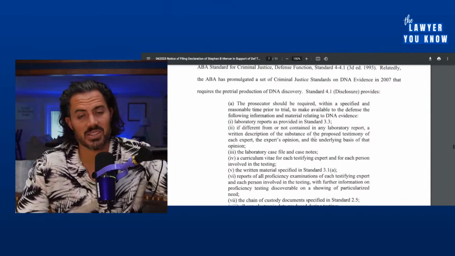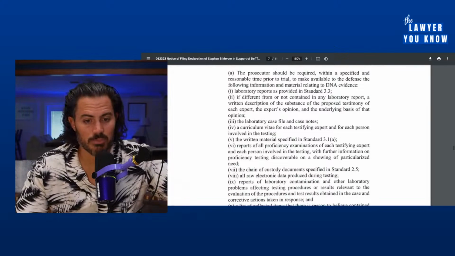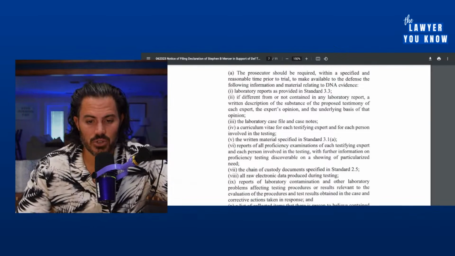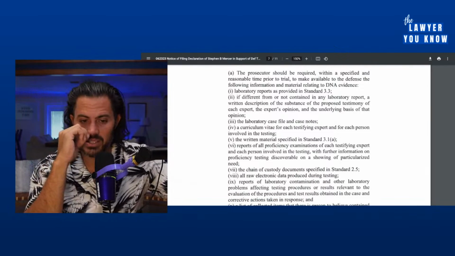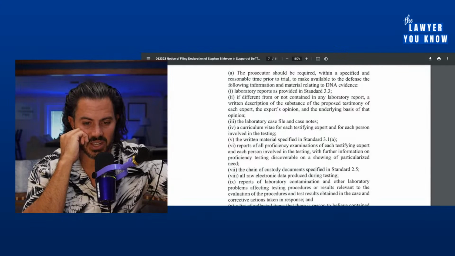if you're violating the ABA rules for criminal justice. Actually, criminal justice is not just criminal defense. Criminal justice is both sides. The prosecutor should be required within a specified and reasonable time prior to trial to make available to the defense the following information and material relating to DNA evidence.